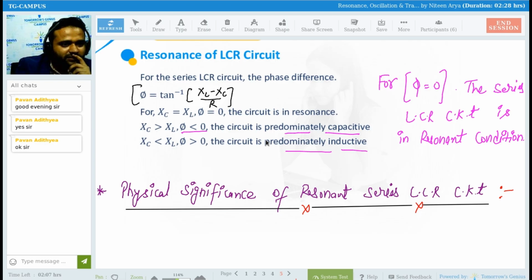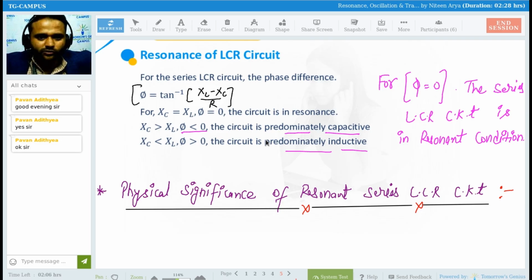You know, Shrutika, Hari Mahesh, do you know the physical significance of the LCR circuit, or resonant series LCR circuit? Okay, do you know what a resonant series LCR circuit is? I'm not familiar with it, sir.